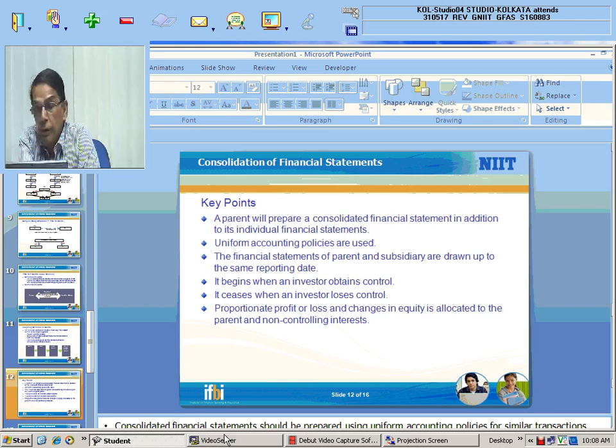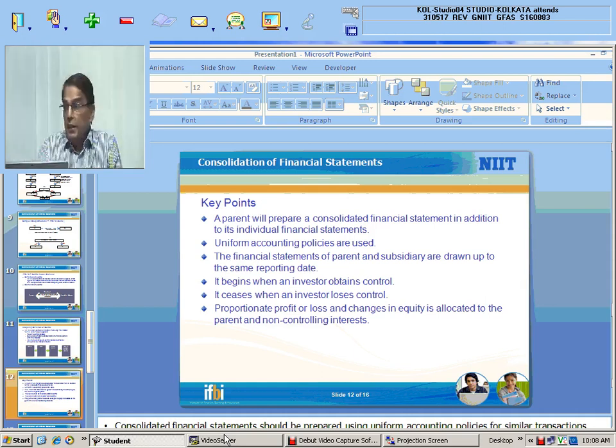Uniform accounting policies will be used. The same accounting policy should be used in preparation of the consolidated financial statement as well as individual financial statements. The financial statements of parent and subsidiary are drawn up to the same reporting date. A is the parent, B, C and D are subsidiaries. For each of A, the parent company, and B, C and D, the subsidiary companies, there must be a uniform accounting policy; there cannot be different accounting policies.